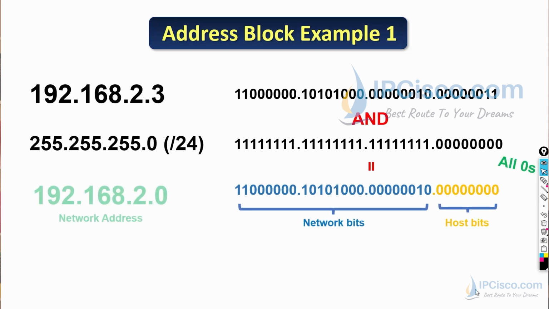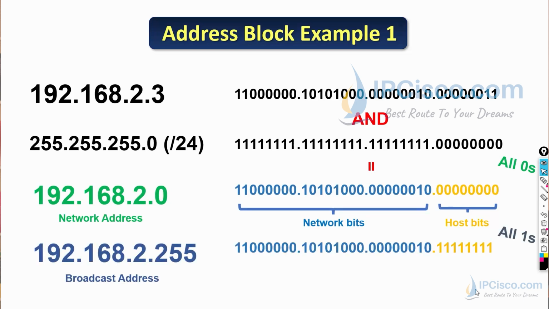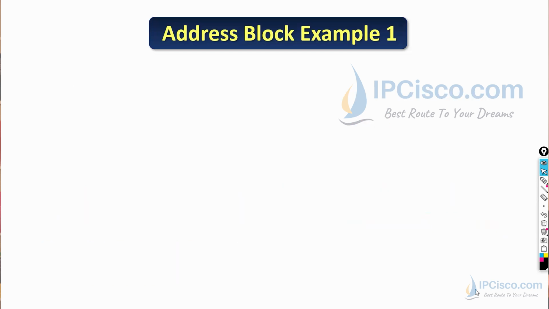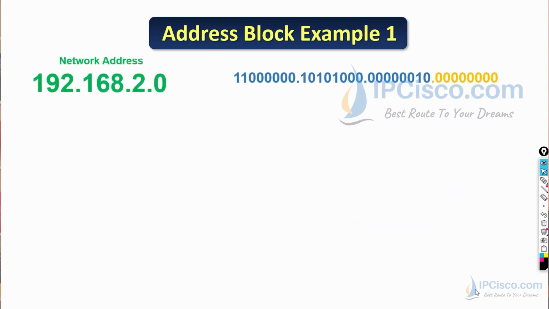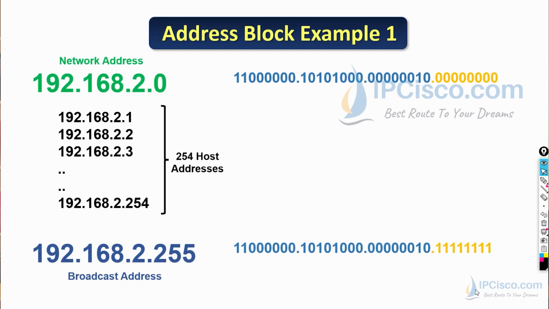Here all the host bits are zeros. But if we change these host bits from 0 to 1, then we will find the broadcast IP address. Let's see on one screen the network address, the broadcast address, and the available 254 host addresses.